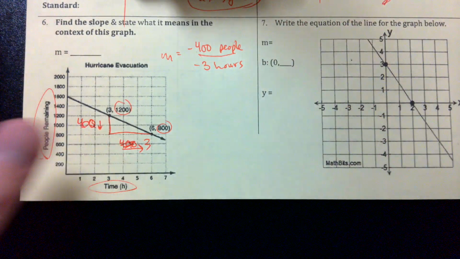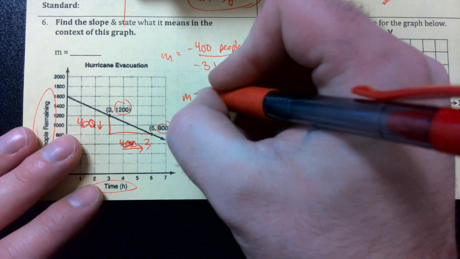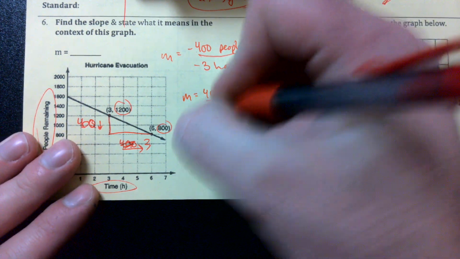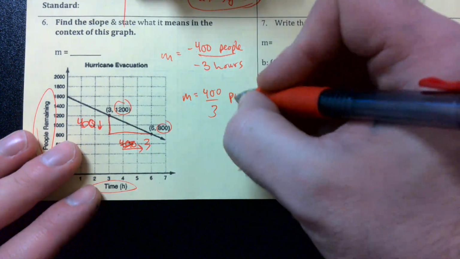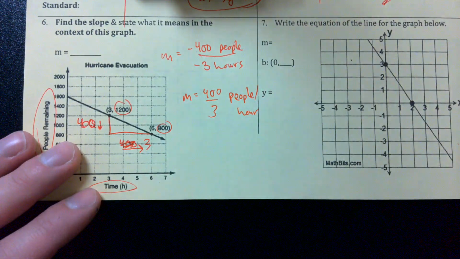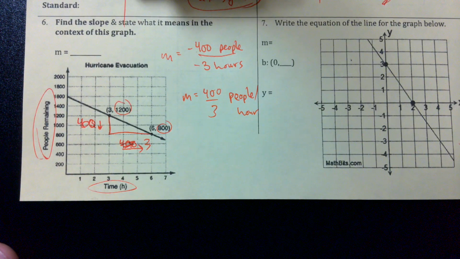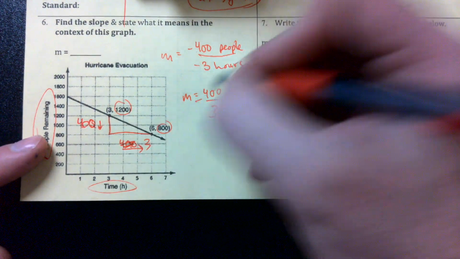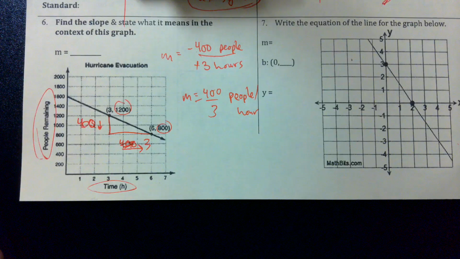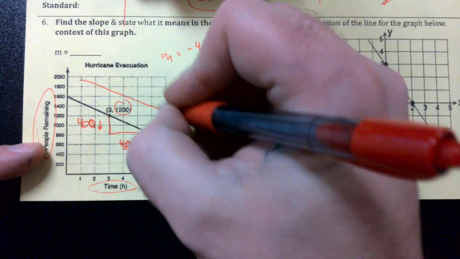Okay. Does 400 divide by 3? No, not evenly. So we can just leave it as 400 over 3. I hate this problem. 400 thirds people per hour. Oh, you're right. So the slope should be negative, right? Wait. Yeah, I'm going downhill.